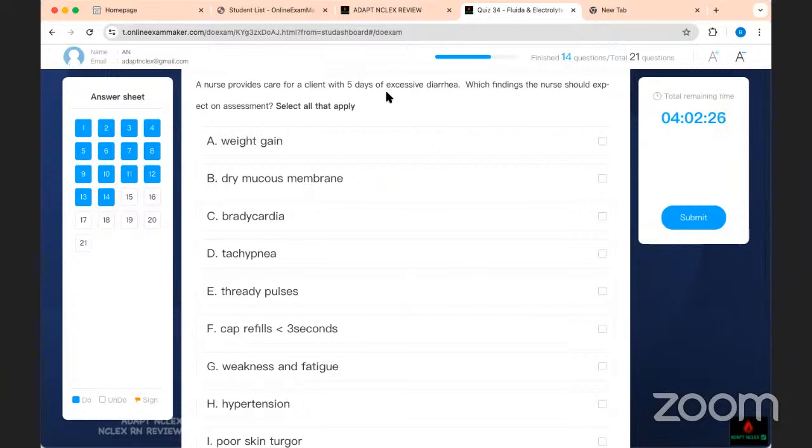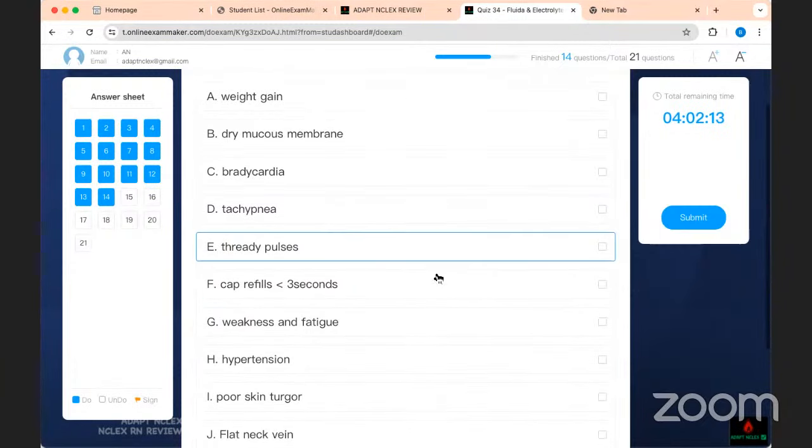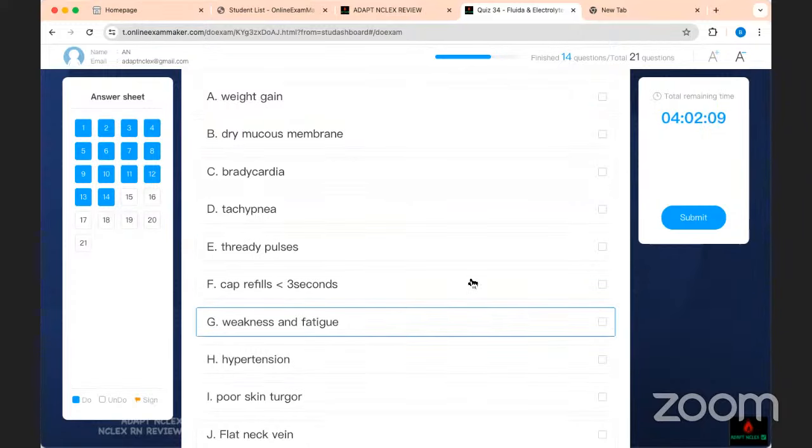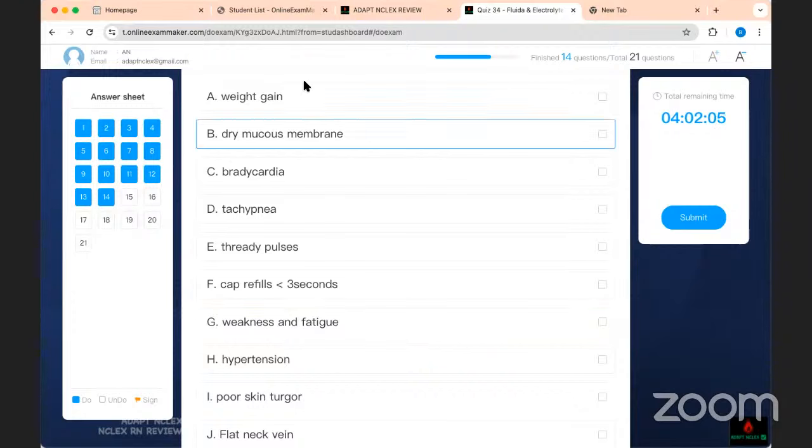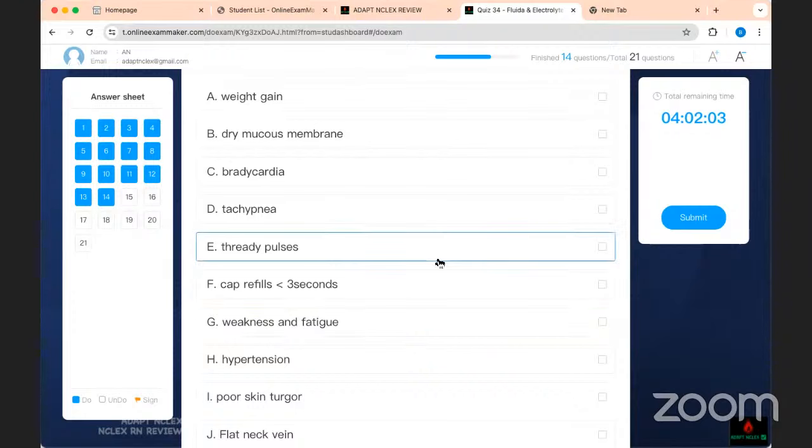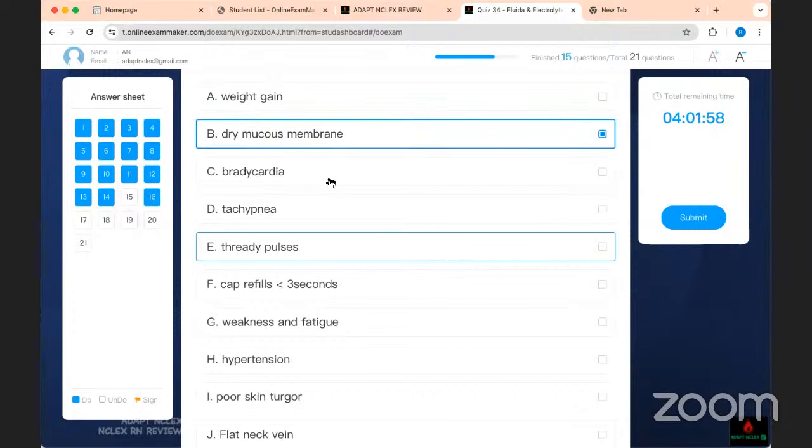You have to rewrite the question, use the buzzword. Excessive diarrhea means what? What does excessive diarrhea mean? I'm going to get dehydrated. Which of these is a sign of dehydration? Of course, weight gain is not going to be a sign of dehydration. Dry mucous membrane, of course, right?